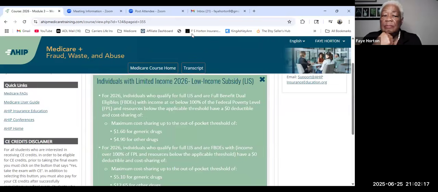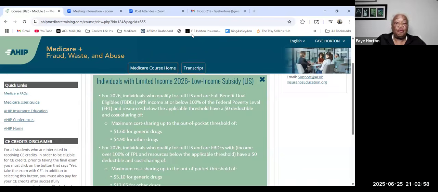Individuals with limited income. For 2026, individuals who qualify for full low-income subsidy and are full benefit dual eligibles, FBDEs, with income at or below 100% of the federal poverty level and resources below the applicable threshold have a zero deductible and cost sharing of a maximum of $1.60 for generic drugs and $4.90 for all other drugs.